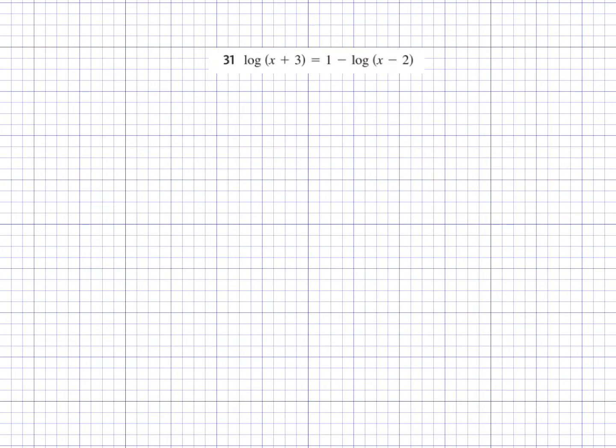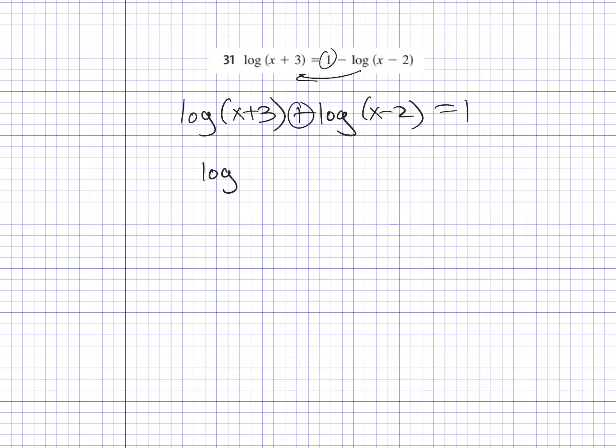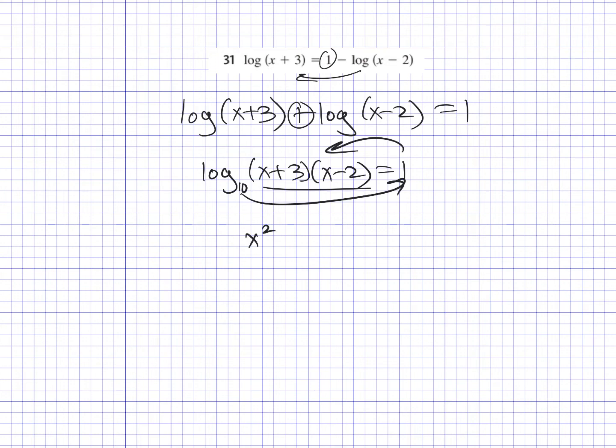All right, now the big problem here. The 1 doesn't have a logarithm. So let's add that logarithm to the left. And then you see you have an addition, which means multiplication. So log of (x + 3)(x - 2) equals 1. This is base 10, so 10 to the first equals all of that. So all of this is x squared plus x minus 6 equals 10 to the first. So subtract 10. x squared plus x minus 16 equals 0.